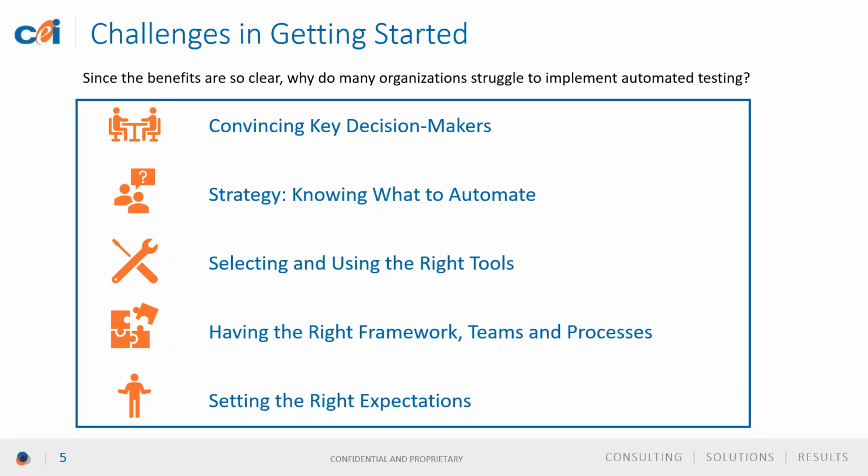The second piece is knowing what to automate. We're going to hit that next, so I'm just going to glance over that. Selecting and using the right tools. Scalability is going to cover that afterwards. As far as the right framework, teams, and processes, again, something that Scalability is going to cover. I will remind you though that not having the maintenance procedures to support your testing approach goes a long way to undercut the expectations of others and the confidence that they have in the testing automation in general.